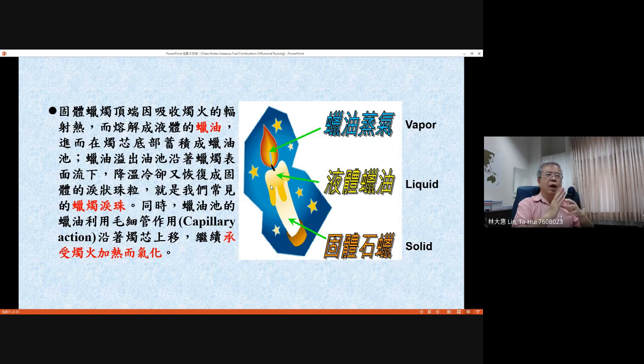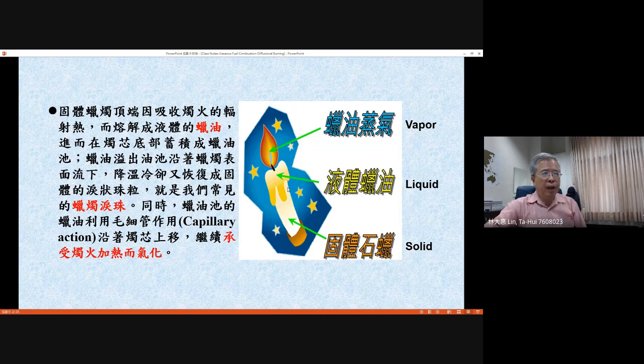The liquid will move around the wick by so-called capillary action. When it moves, it goes through the wick to the interior region of your flame, right? Here you can see the liquid wax, and the liquid wax will move along the wick to the center portion of your candle flame. Usually you can see there is a pool of liquid wax, and sometimes the liquid will flow out and produce some kind of teardrop.